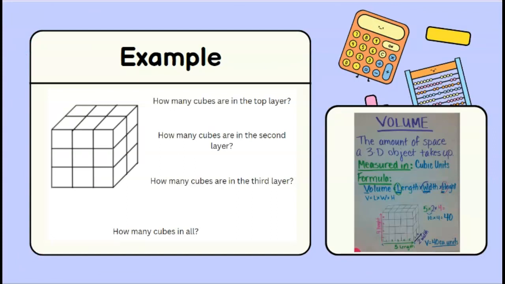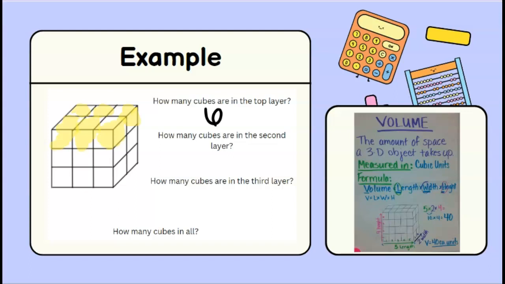So let's start out by analyzing the actual model that we are given. To find the volume, the first question that I want to ask is how many cubes are in that top layer? I can look and I can count. Well, I've got 1, 2, 3, 4, 5, 6. I can see 6 cubes. Remember, the cubes count as a 3D object. So I count 6 cubes in that top layer.